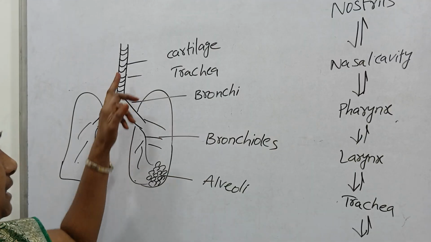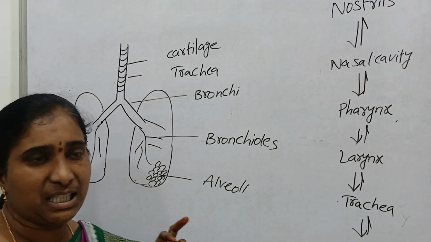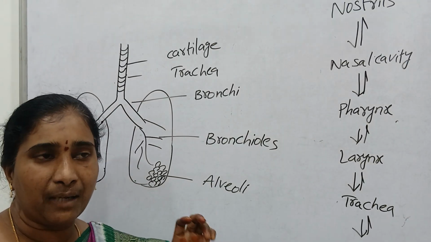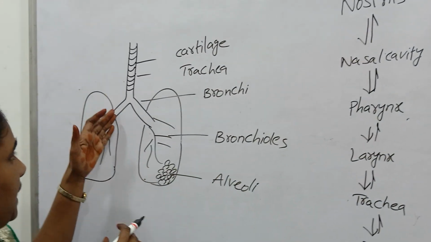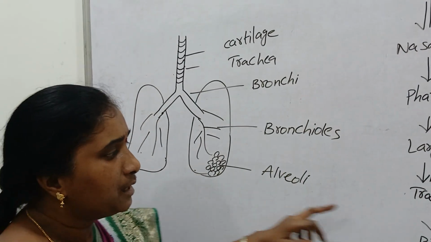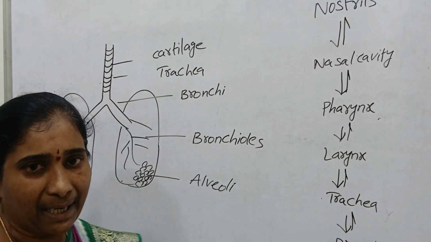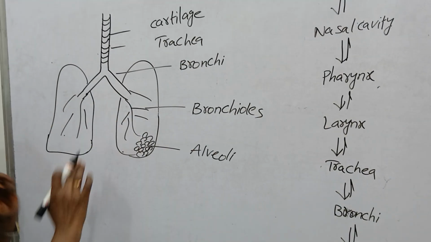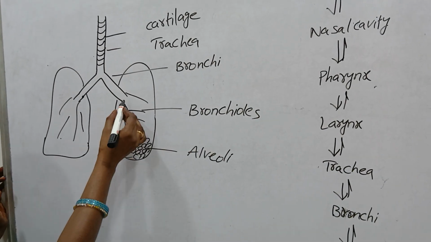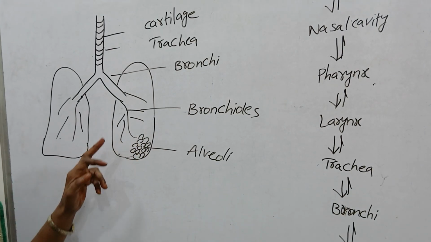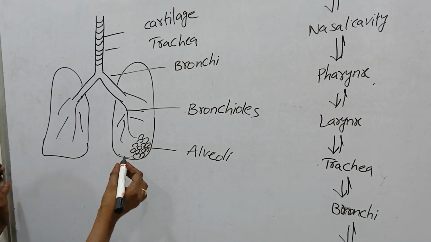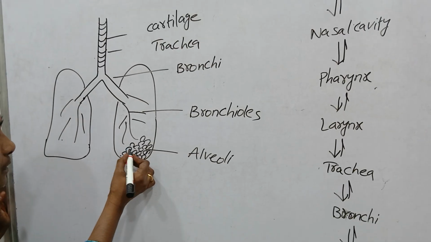Trachea also has C-shaped rings. 9 C-shaped rings are present. These rings are helpful to prevent collapsing of the trachea. So from there, trachea's end part divides into 2 parts. These 2 divisions are called bronchi. Each bronchus enters into each lung. Afterwards, this bronchi further divides into small thread-like structures. Those are called bronchioles. These bronchioles finally enter into lungs.